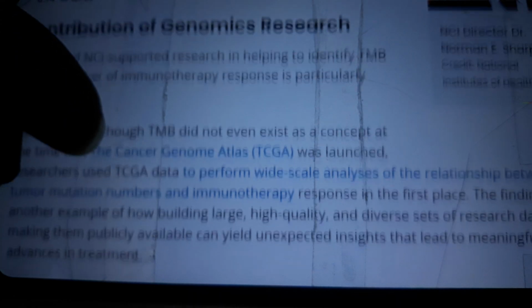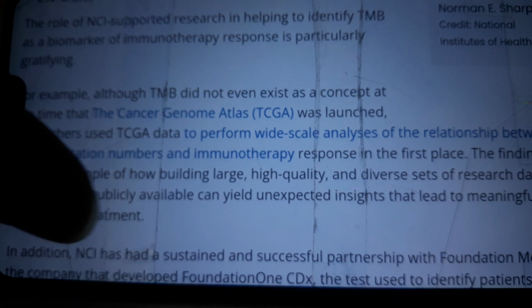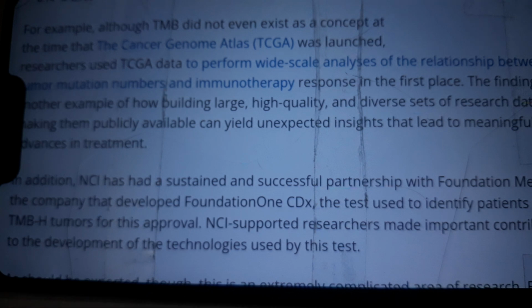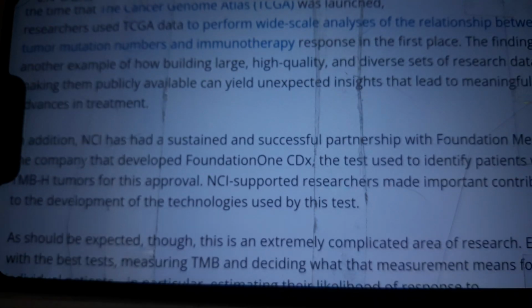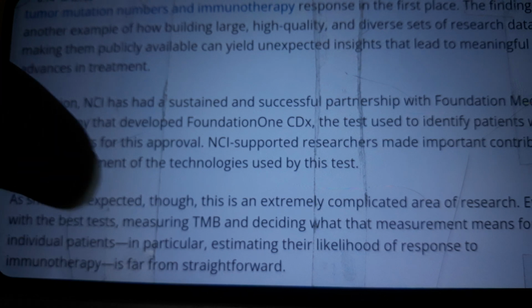Contribution of genomics research. The role of NCI-supported research in helping to identify TMB as a biomarker of immunotherapy response is particularly gratifying. For example, TMB did not even exist as a concept at the time that The Cancer Genome Atlas, TCGA, was launched. Researchers used TCGA data to perform wide-scale analysis of the relationship between tumor mutation numbers and immunotherapy response in the first place. The finding is another example of how building large, high-quality and diverse sets of research data and making them publicly available can yield unexpected insights that lead to meaningful advances in treatment.